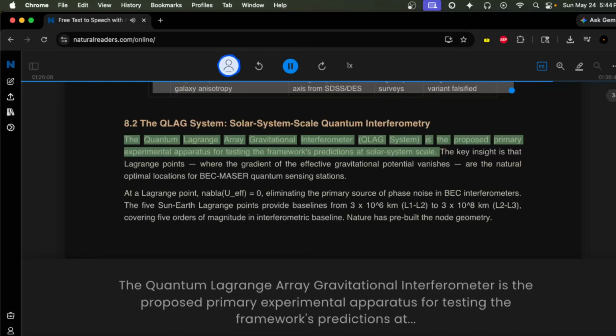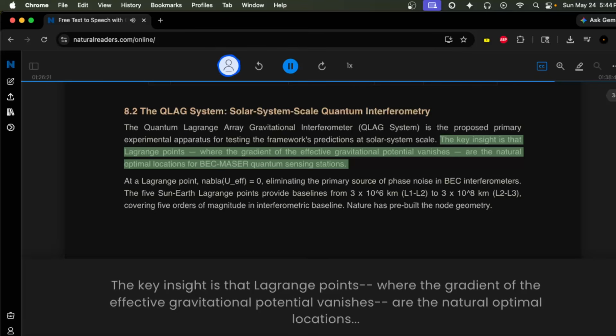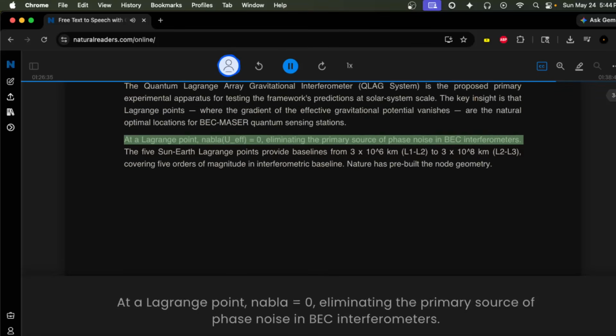The quantum Lagrange array gravitational interferometer is the proposed primary experimental apparatus for testing the framework's predictions at solar system scale. The key insight is that Lagrange points, where the gradient of the effective gravitational potential vanishes, are the natural optimal locations for Beck-Maser quantum sensing stations. At a Lagrange point, nabla equals 0, eliminating the primary source of phase noise in Beck interferometers.